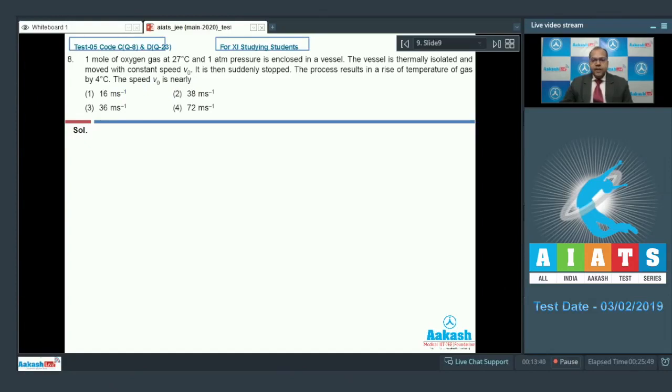In this case, the increase in the temperature of the gas is at the cost of kinetic energy of the vessel. If I assume the mass of the vessel is equal to the mass of the gas, then I can write half into m into V0 square is equal to the change in internal energy, that is n CV into dT. So if I substitute the data, half, into the mass of oxygen gas, that is 1 mole of gas, which can be written as 32 into 10 raised to the power minus 3 kilogram, into V0 square is equal to the number of moles, 1, into CV.